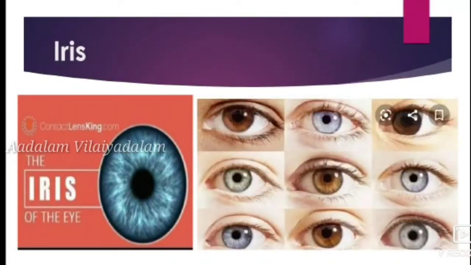And next one is iris. It is the colored part of the eye. It may be blue, brown, green or any other color. And it is used to control the amount of light entering into the pupil. So the iris is used to control the amount of light entering into the pupil.